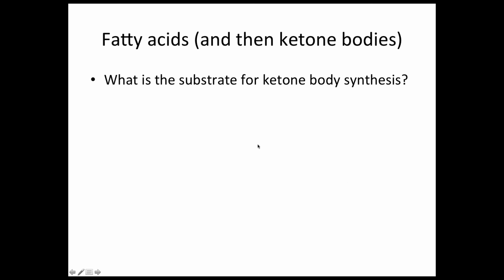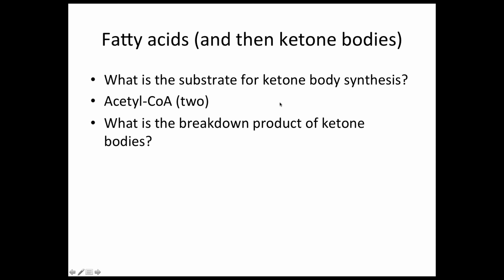Perfect. Okay. So what is the substrate for ketone body synthesis, MJ? Acetyl-CoA. Absolutely. Two of them specifically. What is the breakdown product of ketone body oxidation, MJ? Acetyl-CoA, right? Does that make sense? Are you starting to see a pattern? You put a lot of acetyl-CoAs together and you make a fatty acid. You break down a fatty acid to get a lot of acetyl-CoAs. You put in 2 acetyl-CoAs and you get a ketone body. You break down a ketone body and it's 2 acetyl-CoAs, right? At core, this is really all you need to know about these processes, generally speaking, for Step 1 in life, right?